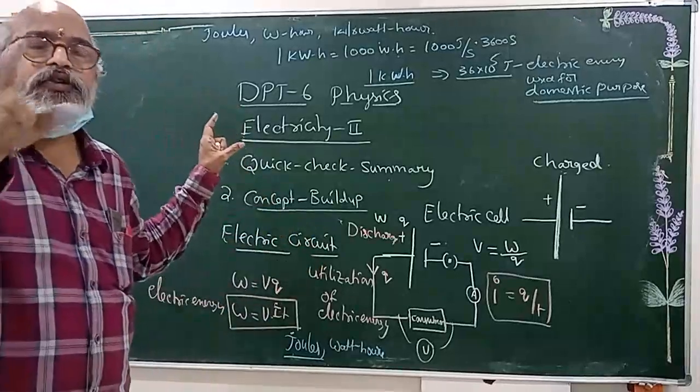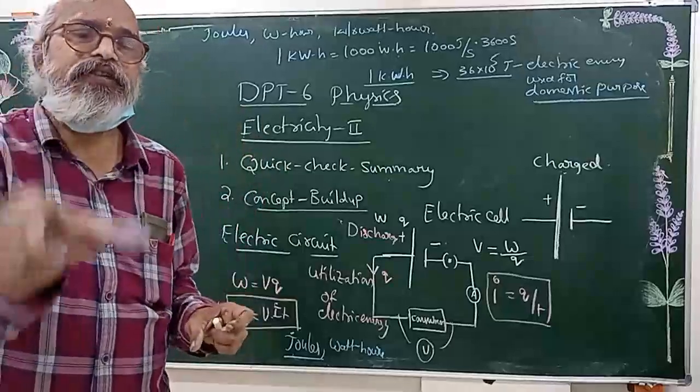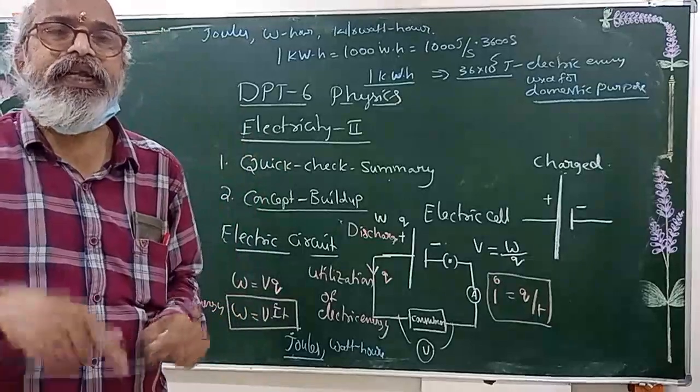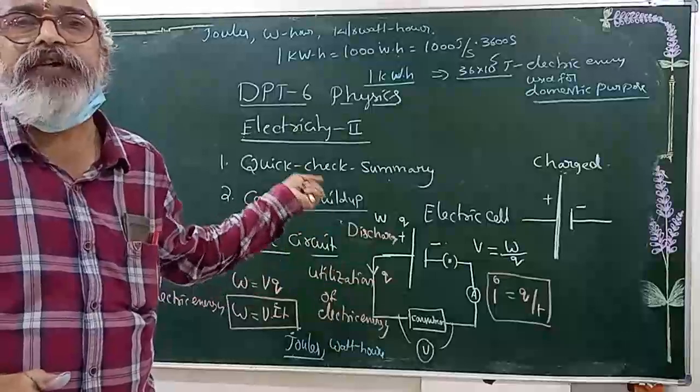So every student should be familiarized to utilize electric energy. What is needed? Potential difference is to be applied across it. Then current will flow. How much energy have you drawn? W is equal to VIT.